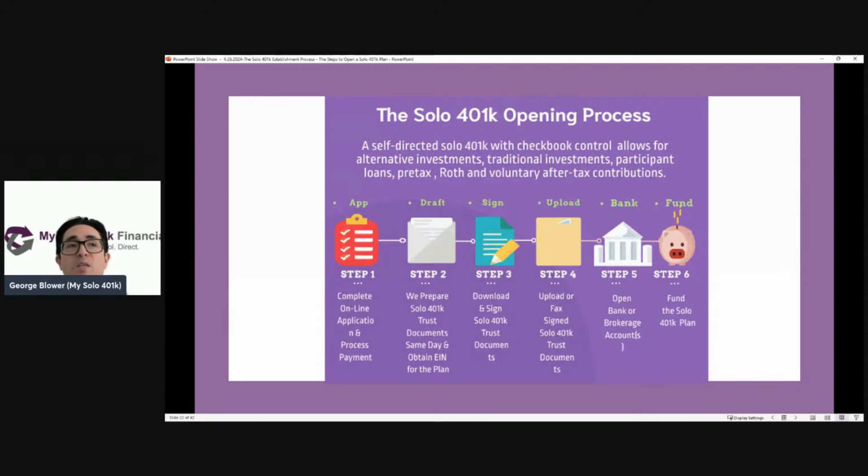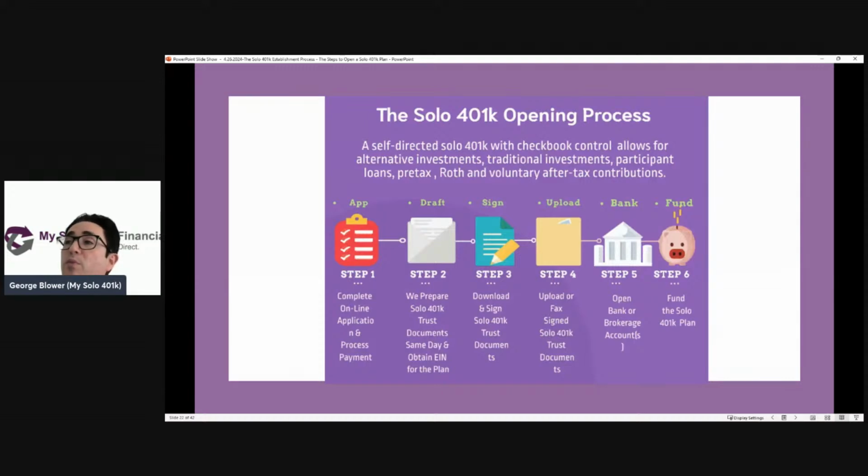So once the application and payment is made, we prepare the documents same day. An email goes out with a link to our secure portal where the customer can download the documents from the portal, number one. From that same email, they're going to have an opportunity to upload the signature pages, right? So it's all pre-filled out. You just download, sign, you upload. And then third, from that same email, we take you to our website where clients let us know where they want to have the accounts. Do they want to do a rollover? So then that'll prompt us to prepare all the paperwork that's needed to open up accounts at the bank or brokerage of choice. So step three, they download and sign.